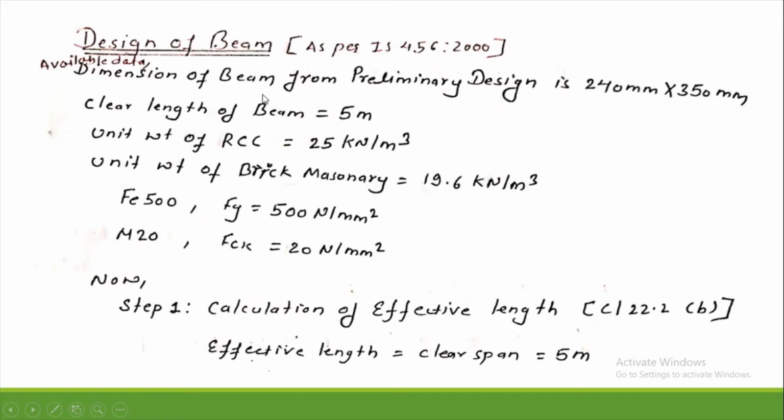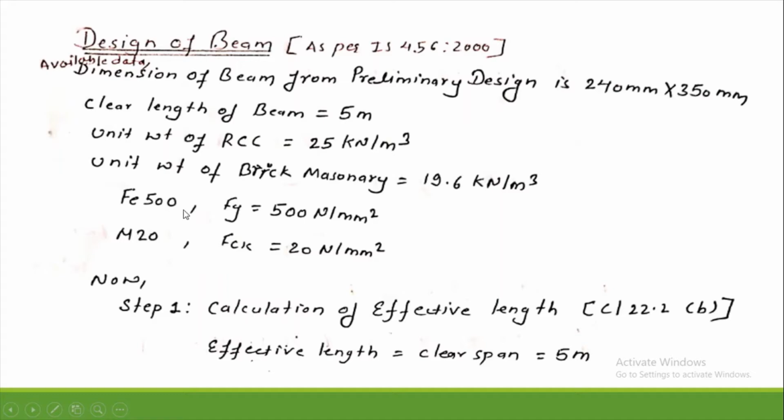The dimension of beams from preliminary design is 240 mm by 350 mm, which we already calculated in our previous video about preliminary design of beams. I have given the link in the description, you can check it. The clear length of beam is 5 meters. Unit weight of RCC is 25 kilonewton per meter cube. I think you already know about that. Unit weight of brick masonry is 19.6 kilonewton per meter cube.